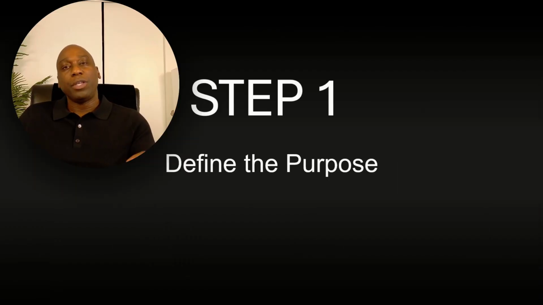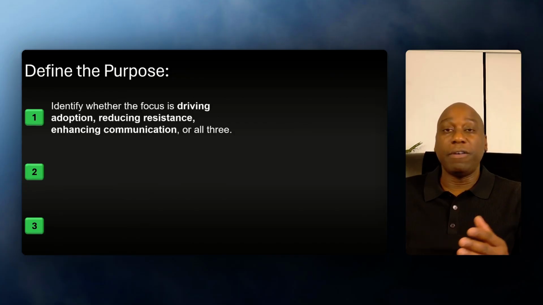Step 1, you need to define the purpose. What do I mean by that? Before selecting champions, you want to clarify why the network is being established. A vague purpose will lead to weak engagement. Identify whether the focus is driving adoption or reducing resistance or enhancing communication, or maybe it's all three.